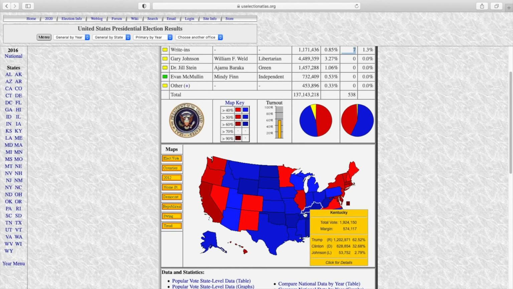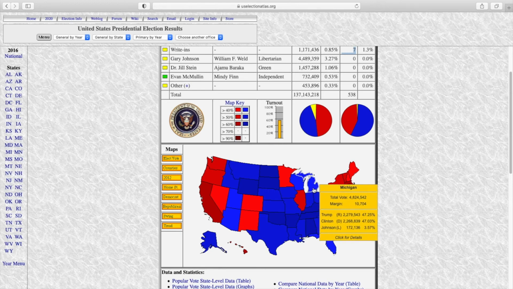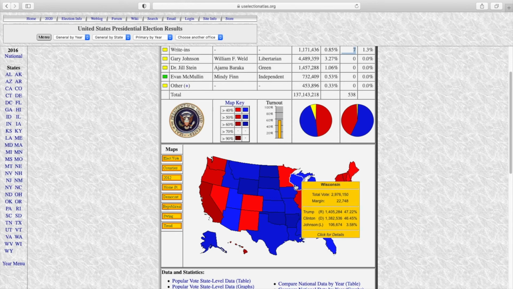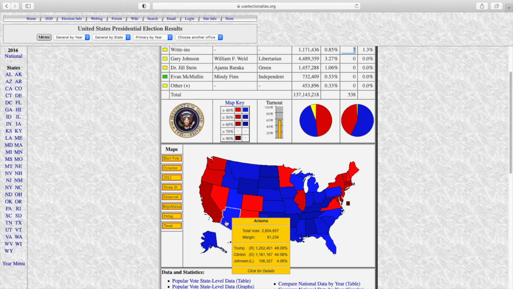This is how the states voted, and basically the states that determined the presidency and made Donald Trump president were Pennsylvania. Donald Trump won Pennsylvania by about 44,000 votes. That was a surprise. Michigan, Donald Trump won Michigan by about 11,000 votes. And Wisconsin, Donald Trump won Wisconsin by about 23,000 votes. Back then, Georgia voted for Trump, and Arizona voted for Trump by about 4 percentage points.